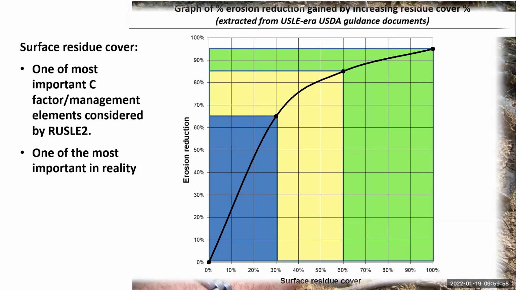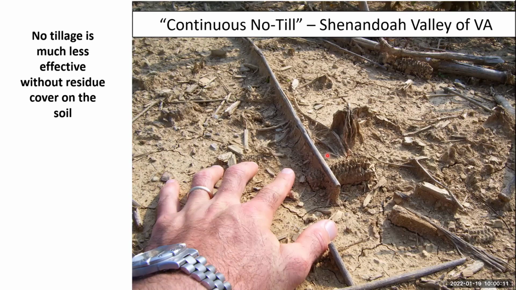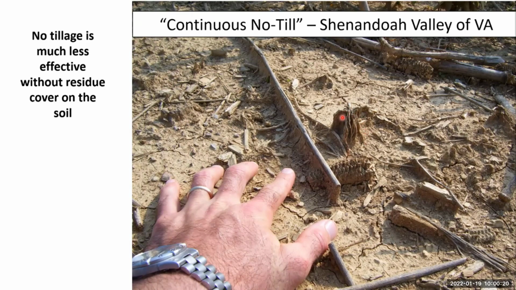But in the real world, we know that this is continuous no-till in the Shenandoah Valley, right? The farmer said he was doing continuous no-till. Well, if there's not a lot of residue, continuous no-till is not that effective. So you see a pedestal here. It's actually a soybean root. So we've lost all this soil from this area, at least in this spot. A lot of sheet erosion. This soybean root is sitting up on this pedestal.